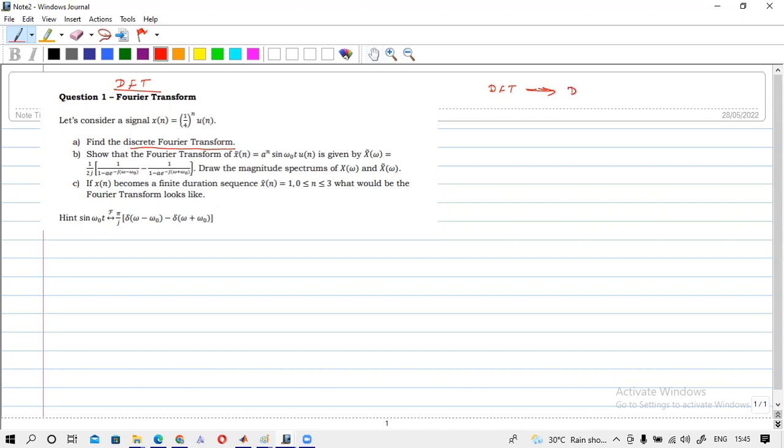Okay, so DTFT is also there, discrete time Fourier transform. So you know that when you get the discrete time Fourier transform of a discrete signal, if you have a discrete signal x[n] and you get its Fourier transform, it will be the sum of x[n] e^(jωn), with n from minus infinity to plus infinity.